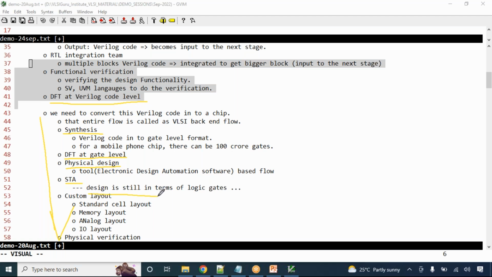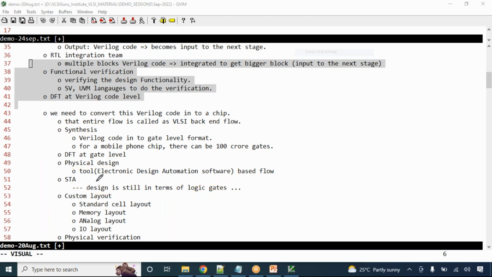So here the design is still in terms of logic gates. Whatever we have done so far, we are still working in terms of gate levels, logic gates. These logic gates need to be now converted into transistors, because when you purchase a mobile, you are not purchasing Verilog code, you are not even purchasing the gates, you are purchasing a chip which is implemented using transistors. Now the transistors could be FinFET, could be MOSFET, based on the technology. So these logic gates need to be converted into transistors. Do you agree with that? Only then can it be manufactured.